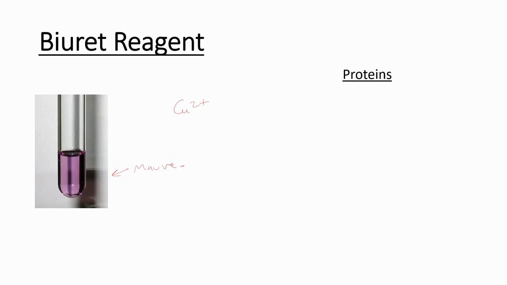Biuret and Benedict's both have a blue color because of the copper 2+ ions. So if there's no sugar or protein present, it will remain blue.